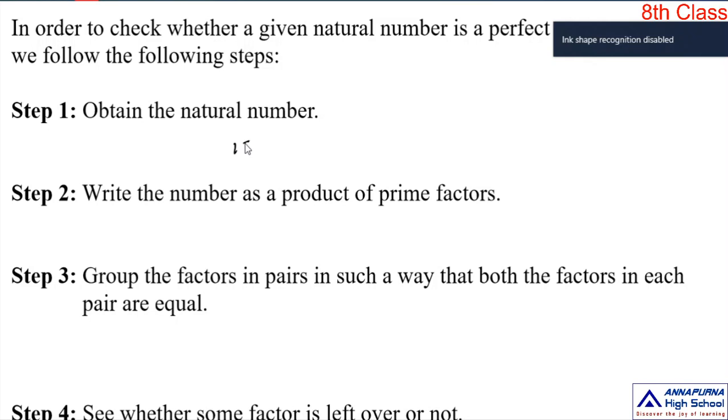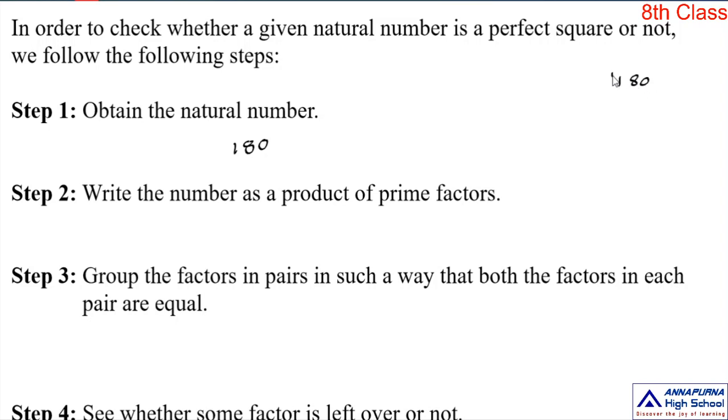Another example is 180. Find out the prime factorization of 180. The last digit is 0, so it's divisible by 2. How many times? 90 times. And again it's divisible by 2, 45 times.